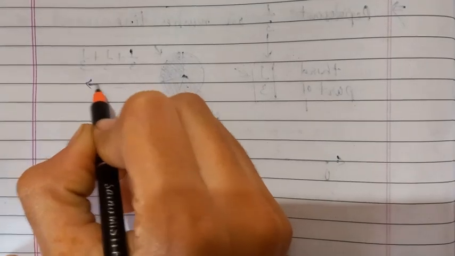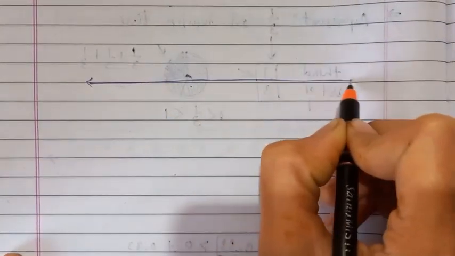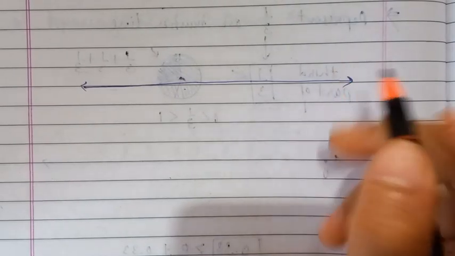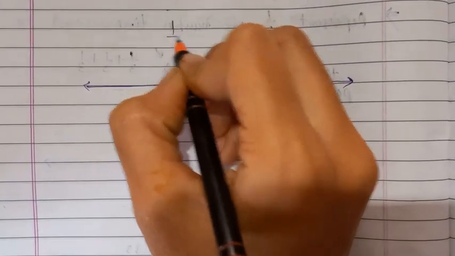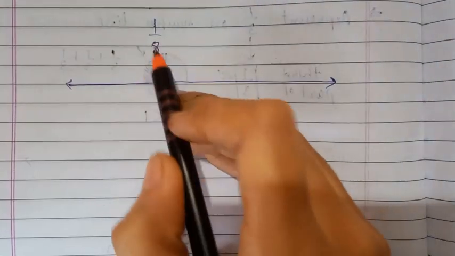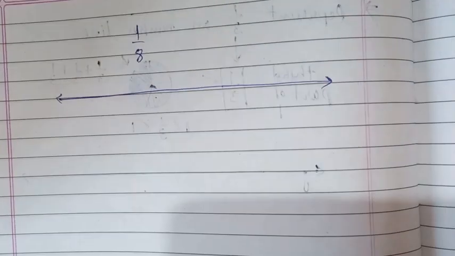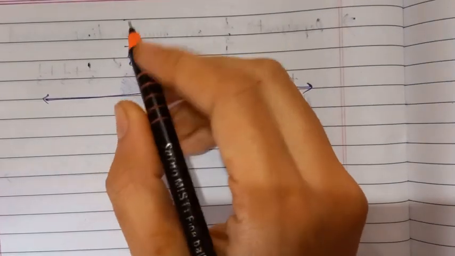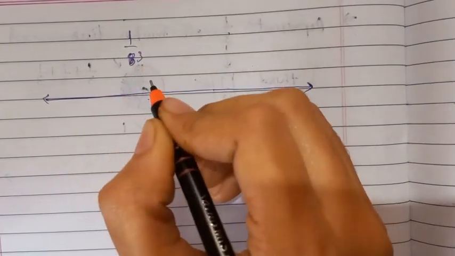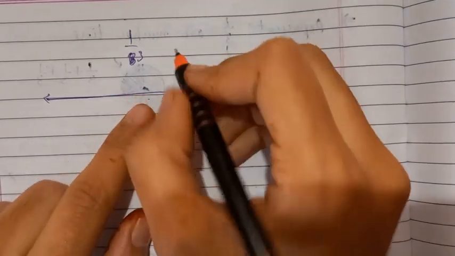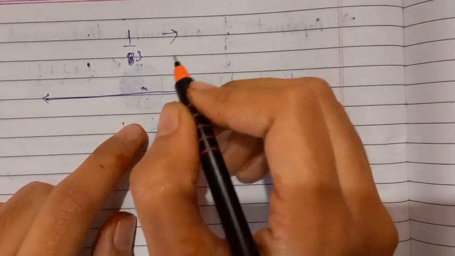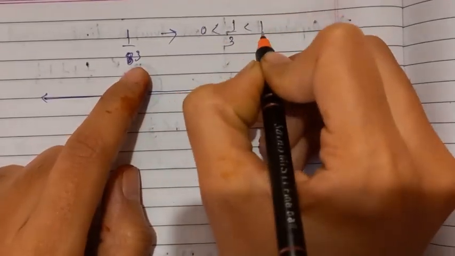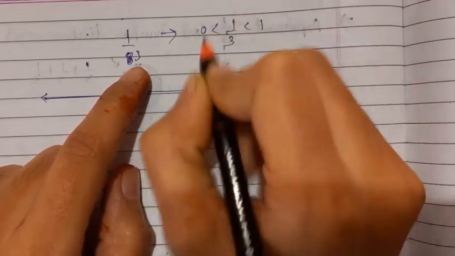First draw a straight line with the help of a ruler and pencil, you remember it. Now we want to represent 1 by 3. For that, we have seen that this 1 by 3 is greater than 0 and less than 1. You know these inequalities.